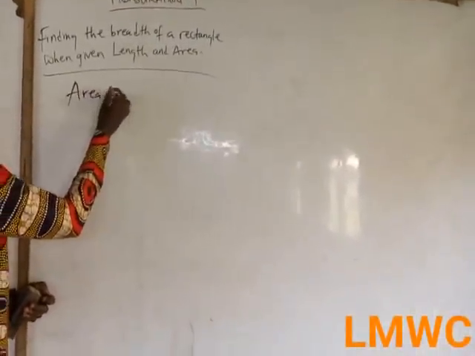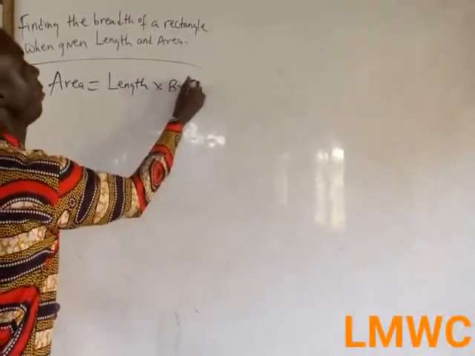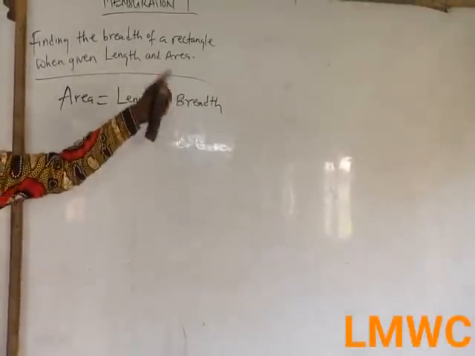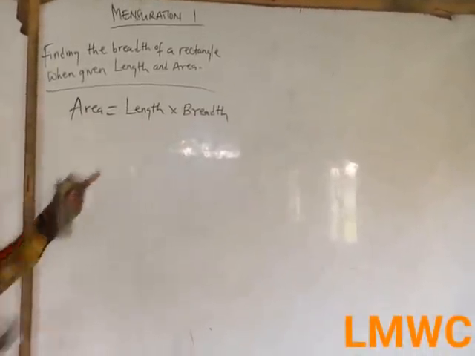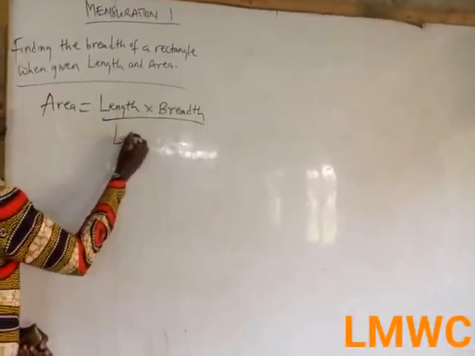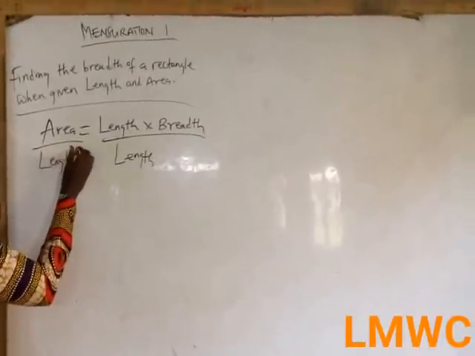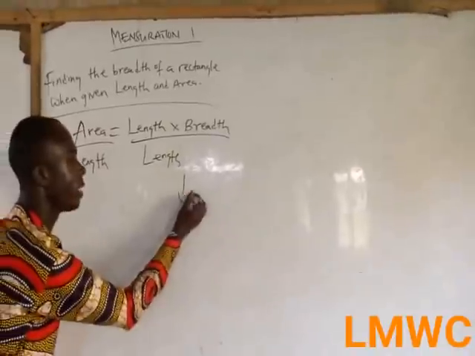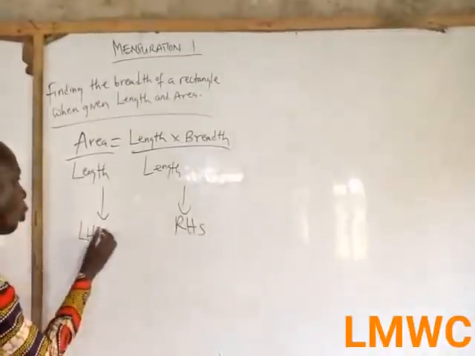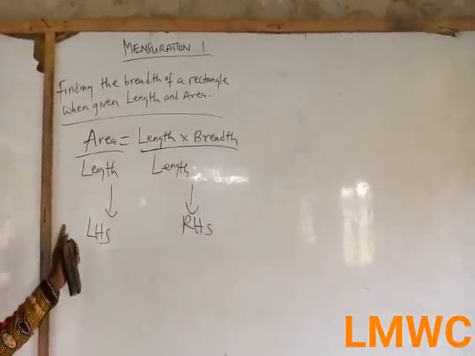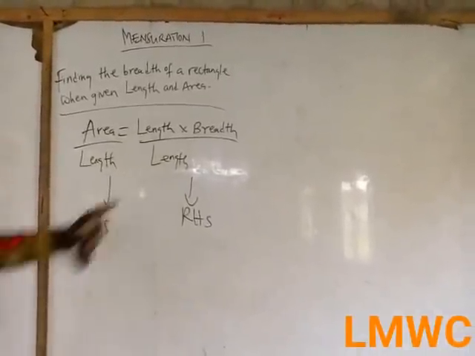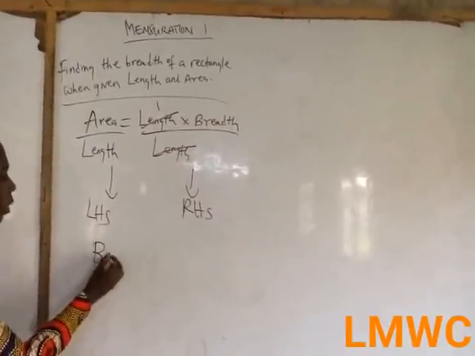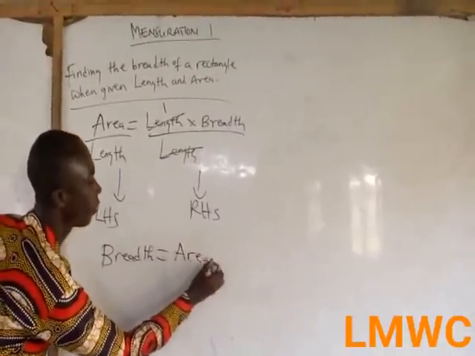So we know the area of a rectangle as length times breadth. So if you are asked to find the breadth when given length and area, you just make breadth the subject. And once you are making breadth the subject, you divide both sides by length. So you divide here by length and this portion too by length. Because in mathematics, what you do to the right hand side of the equation, you should do the same thing to the left hand side of the equation. And we know this is the right hand side of the equation and this is the left hand side. So once we have divided the right hand side by length, the left hand side too, you should divide it by length, so that it will balance. So to find the breadth, this will cancel this one. This means this is 1. And 1 times breadth is breadth. So we have breadth is equal to area over length.